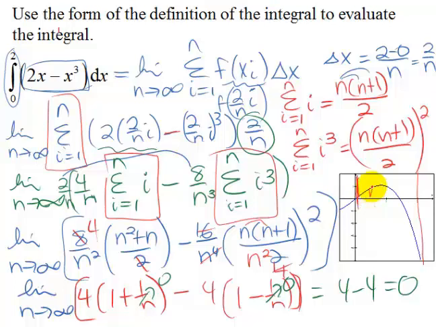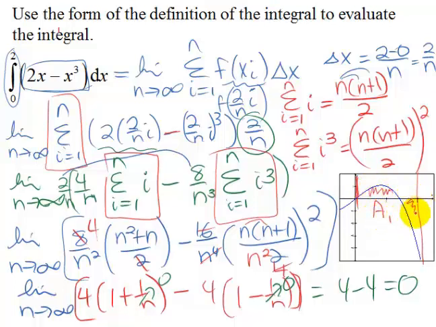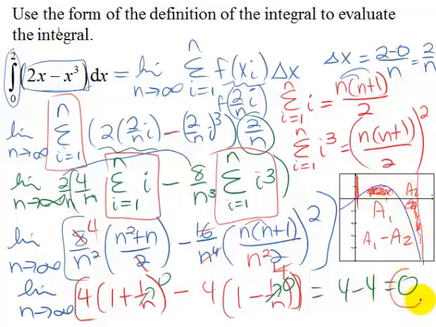So when we compute this integral, we are looking from 0 to 2. We have the area here, A sub 1. We have an area over here that's below the x-axis, A sub 2. So when we compute the integral, it's going to be A sub 1 minus A sub 2. So this area obviously equals this area, and we ended up with an integral value of 0.